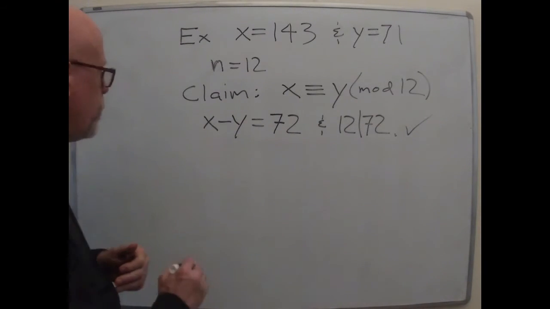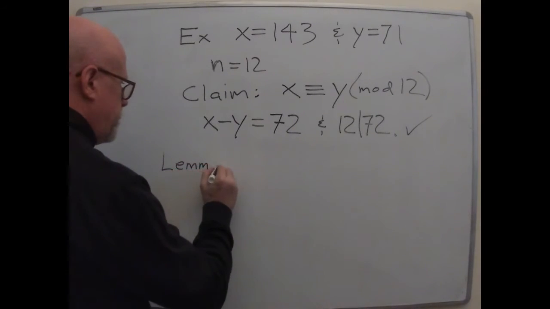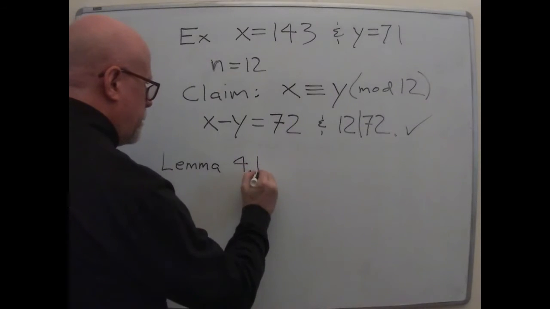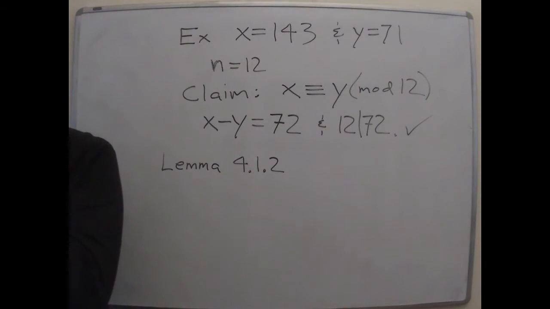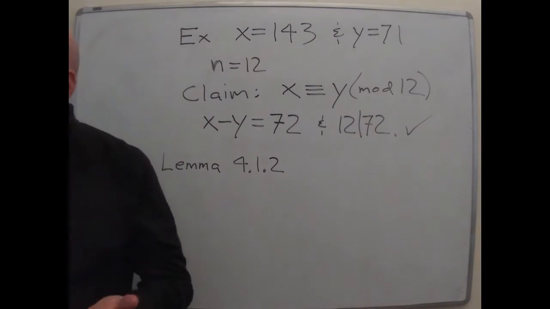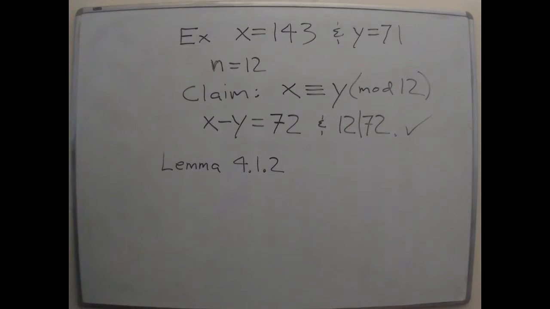Lemma 4.1.2. All right, so here's what it says. It says, let me say it in words. It says, saying A is congruent to B mod n is exactly the same thing as saying A and B leave the same remainder when divided by n.